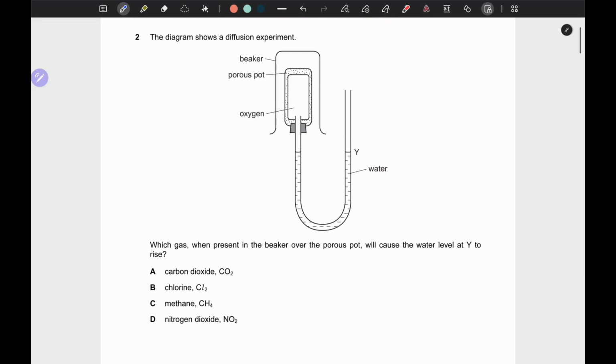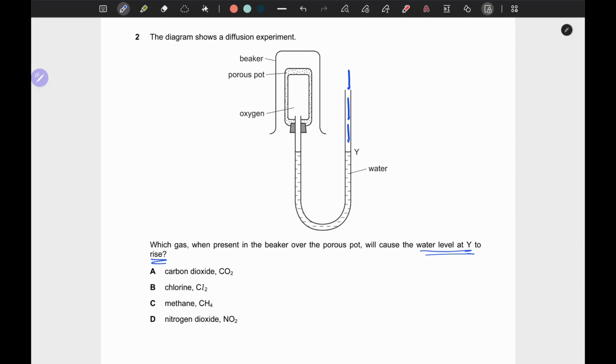Moving on to number 2. The diagram shows a diffusion experiment. We have a beaker, a porous pot, some oxygen inside a container, a pipe filled with water, and open on one end over here. Which gas, when present in the beaker over the porous pot, will cause the water level at Y to rise? So first we need to understand why the water level, or how it can rise in the first place. So keep in mind that since it's open to the atmosphere on this end, the atmospheric pressure is pushing the water down.